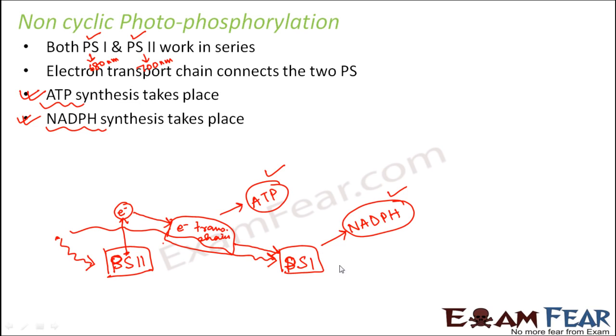Now, why it is a non-cyclic process, that you understood, because it is starting from here. So this is the starting point, PS2. And what is the ending point? The ending point is PS1. So it starts from PS2 and it ends at PS1. So it doesn't come back to the starting point. That is why it is a non-cyclic process.